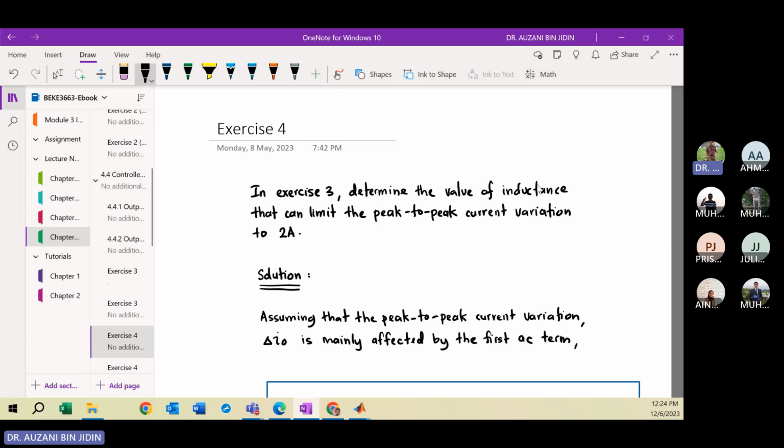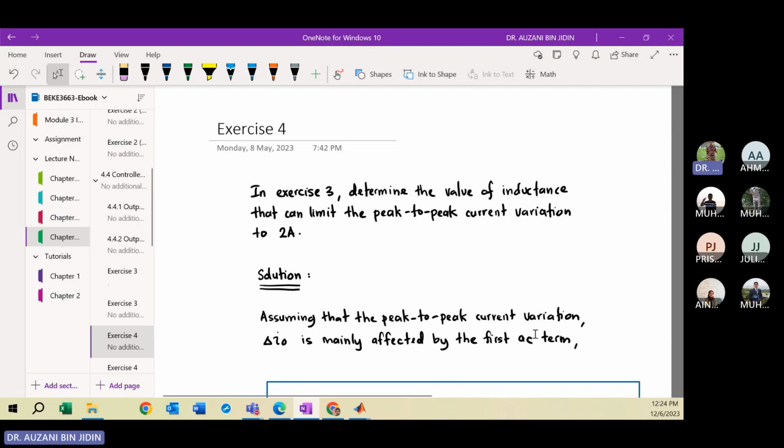In part 1, in exercise 3, we ignore the effect of L. In all the analysis you apply DC analysis. But in exercise number 4, this time you need to consider the effect of L, because you need to limit the output current ripple to 2 ampere. In order to simplify the analysis, you must apply the assumption where the peak-to-peak current variation is mainly influenced by the first AC term.